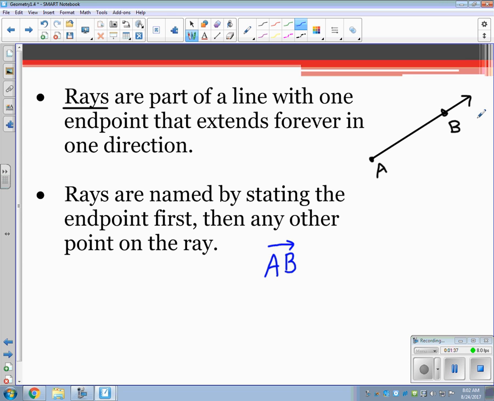It doesn't really matter which direction your ray is pointing, because I could also draw this one, call that point A, call that point B, and I'd still name this ray AB, because it has an endpoint at A, and it's going towards B. So the arrow here always points towards the right. So differentiate that from a line that has two arrows. A ray just has the one because it only goes forever in one direction.